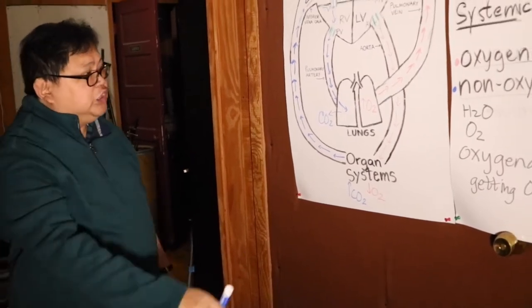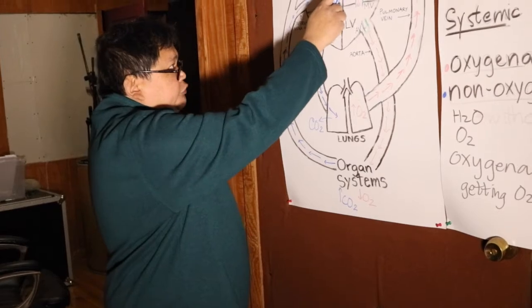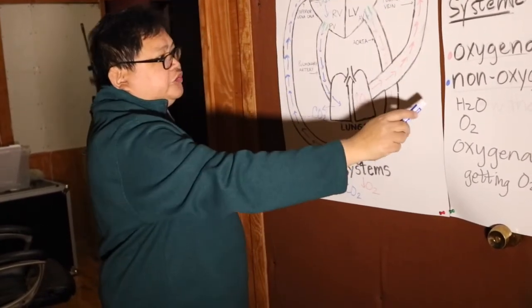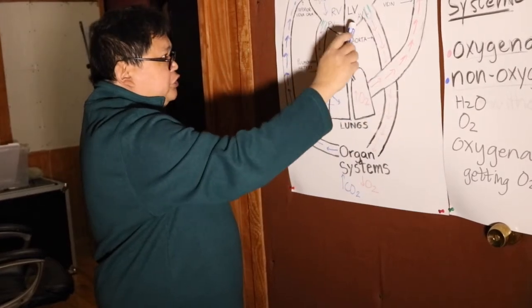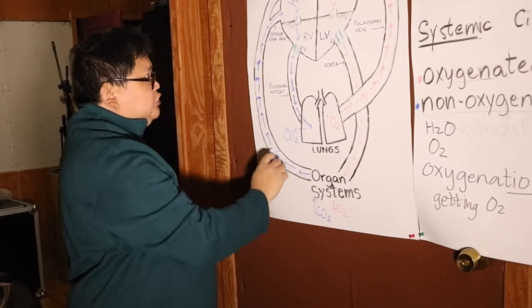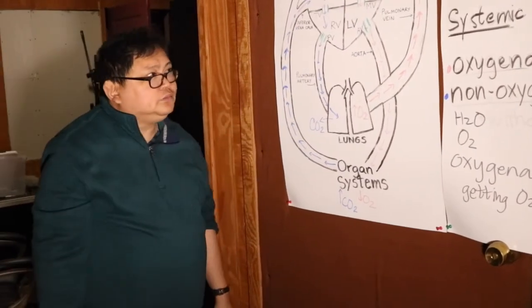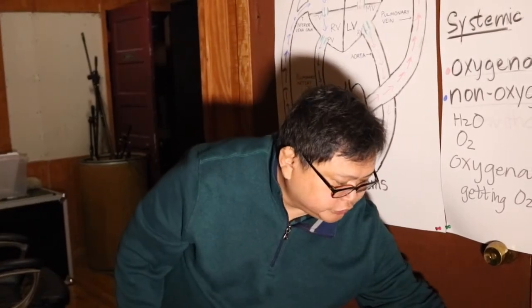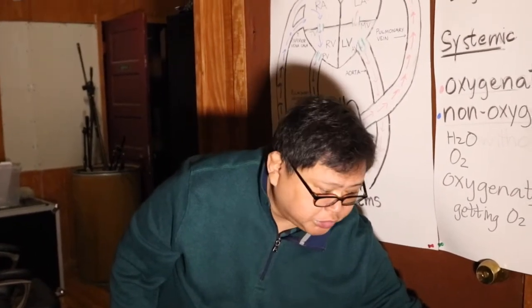Okay, pulmonary circulation again, the circulation of blood from the heart to the lungs, back to the heart, and your systemic circulation is circulation of the blood from the heart to the organs, back to the heart. We mentioned these valves. Oh, by the way, do you have any question before we continue?